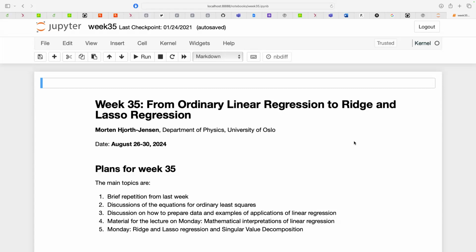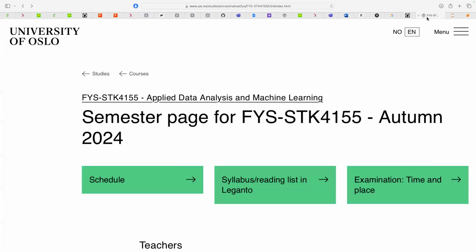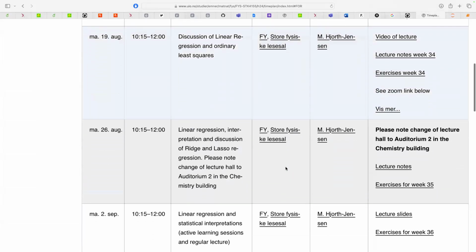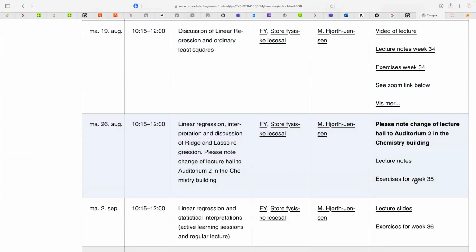Now, if we just go quickly back to what we have on the official website, as we mentioned last time, we have a schedule here, and you can always subscribe to these activities. And this is where you will find the lecture notes, exercises, the links to everything which you need. As you probably have seen, you're also getting an email, the same type of announcements.